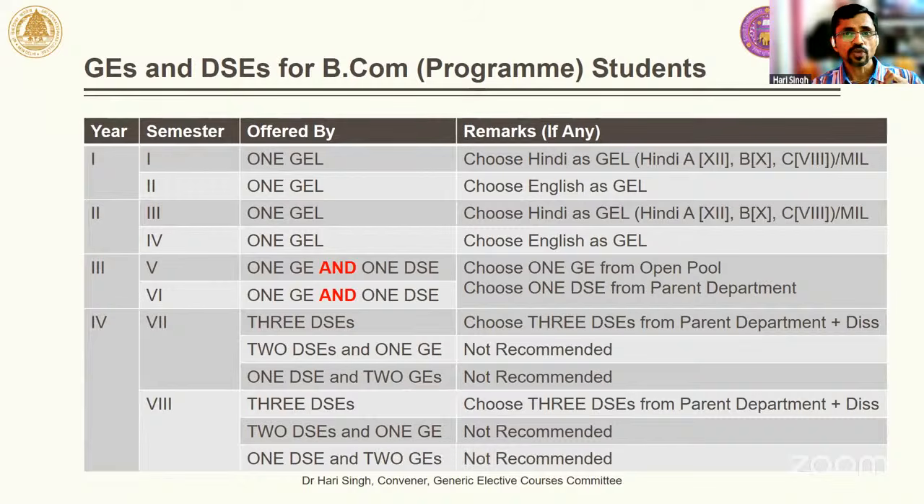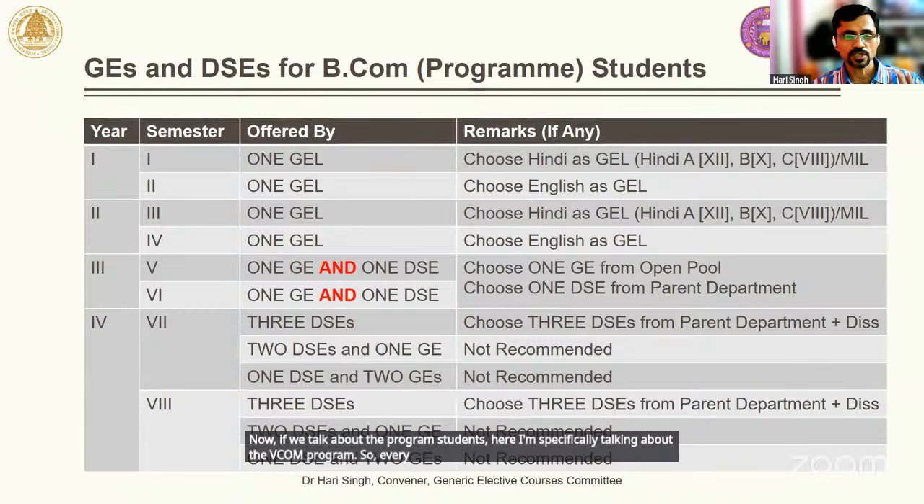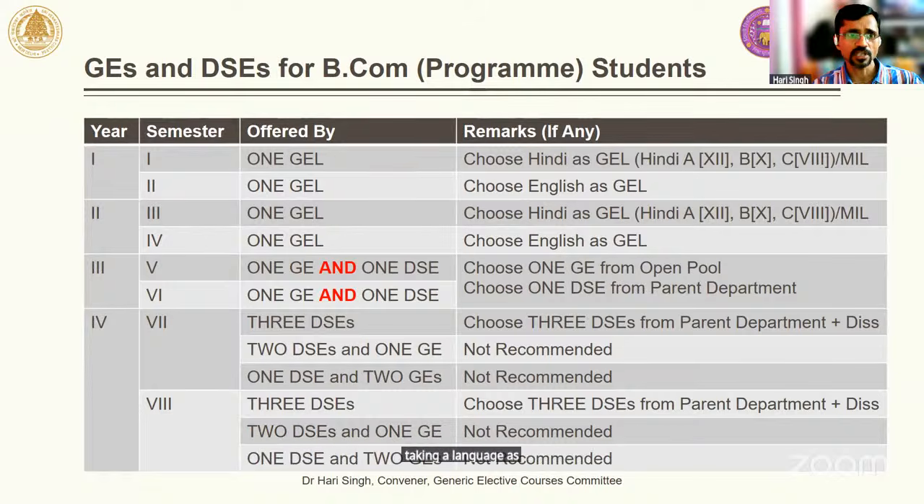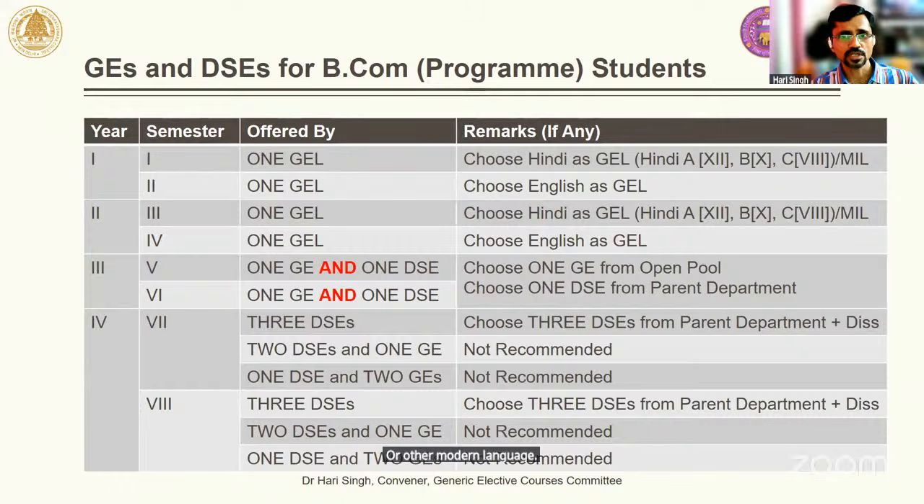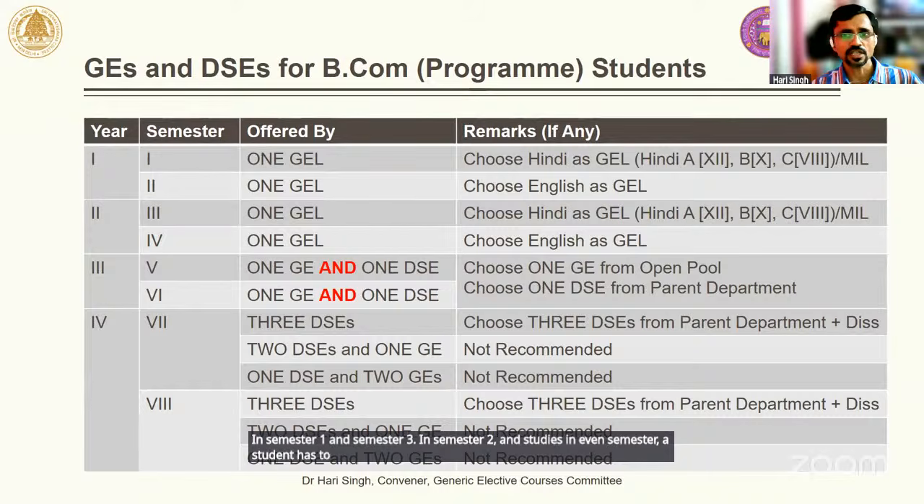Now, if we talk about the program students, here I'm specifically talking about the BCom program. Every program student has to study 2 courses of a language. In our college, for first year and second year students, taking a language as a generic elective is mandatory. In odd semesters, that is semester 1 and semester 3, a student has to study Hindi or another modern Indian language such as Tamil, Telugu, Sanskrit. In semester 2 and 4, the even semesters, a student has to take English as a generic elective language.